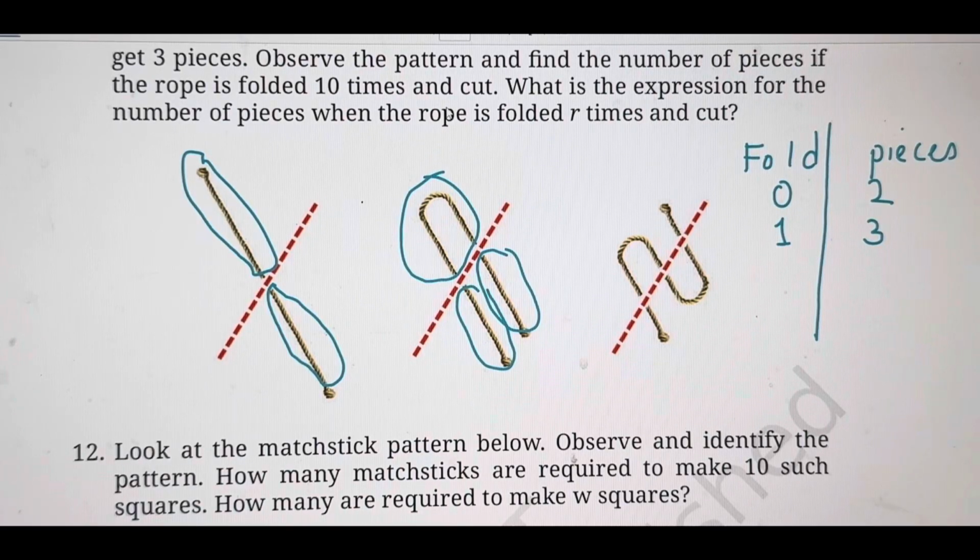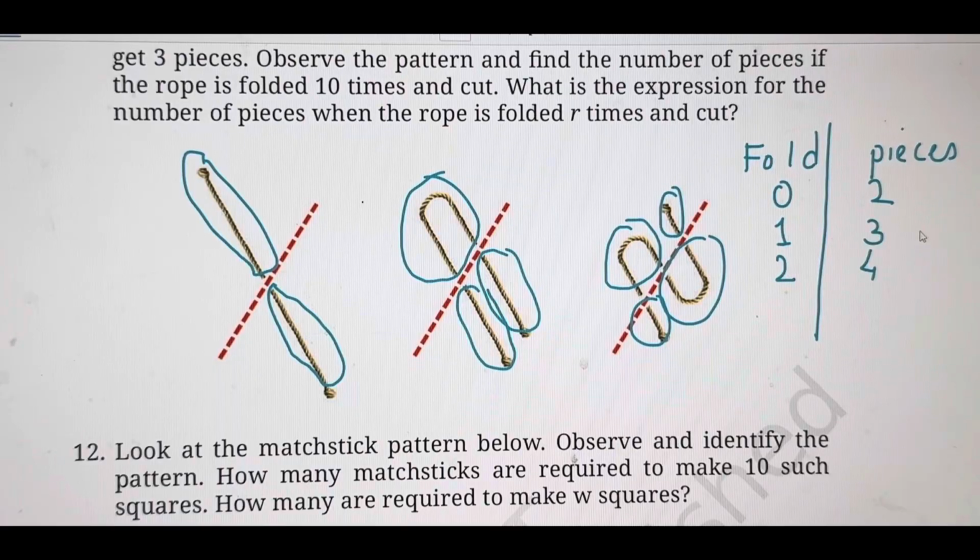The rope is folded 10 times and cut. Firstly, see here there was 1 fold, so you got 3 pieces. Now there are 2 folds. How many pieces are we getting? This is 1, 2, 3 and 4. So with 2 folds, you are getting 4 pieces. If we see the pattern, the pieces are 2 more than the number of folds. If you have 0, then 2. If you have 1, then 3. If you have 2, then 4.